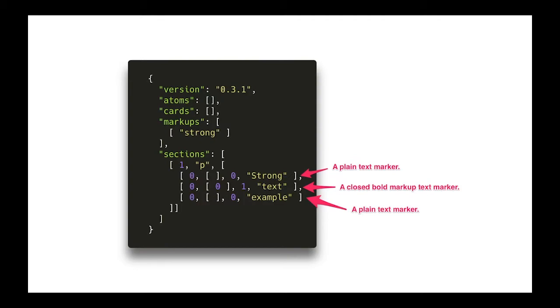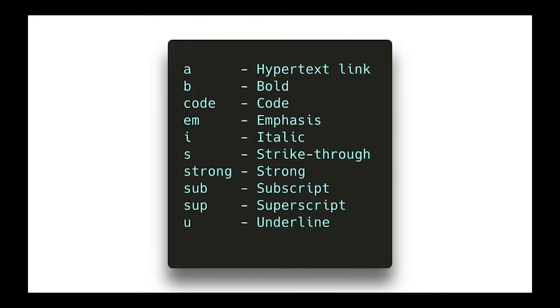If we format that a bit better, we can see that there are now three markers in the section. The first is text, denoted by the first 0, using no markups, denoted by the empty array, and is open, indicated by the next 0. The next marker is different in that it refers to the strong markup. There's a 0 in the array versus being empty on the previous marker, and it's closed. The third marker is structured the same as the first, but with different text.